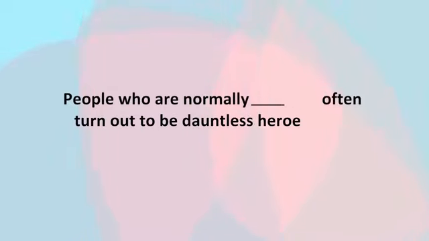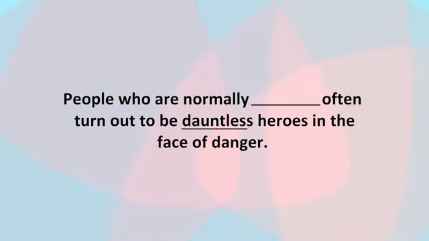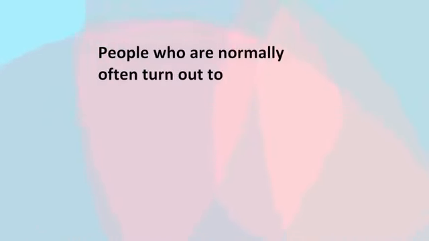I'll read out an example. People who are normally dash often turn out to be dauntless heroes in the face of danger. Now, the word that we're supposed to find its opposite is dauntless heroes. Dauntless heroes. People who are strong, they're courageous. And so we are to find the word that is nearly opposite to that phrase, dauntless heroes.